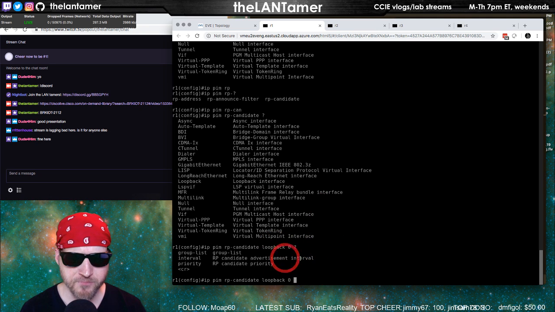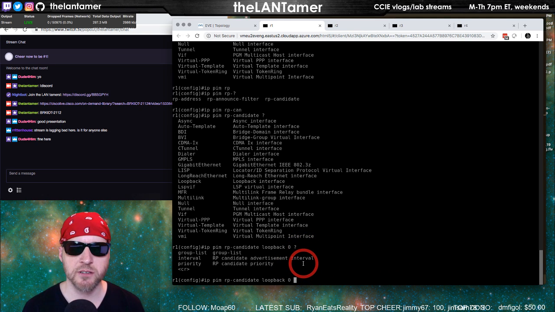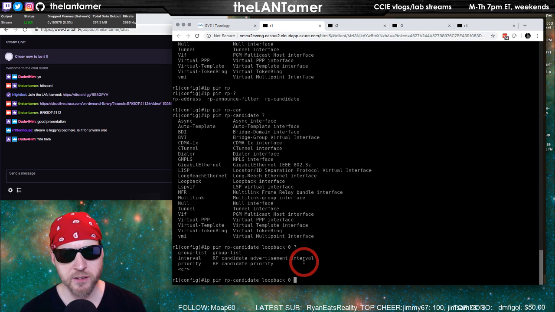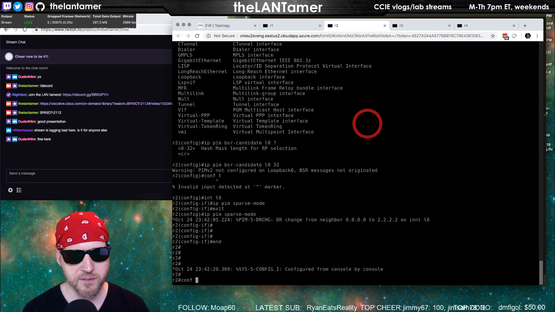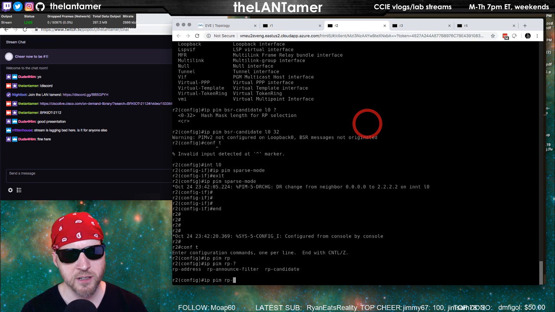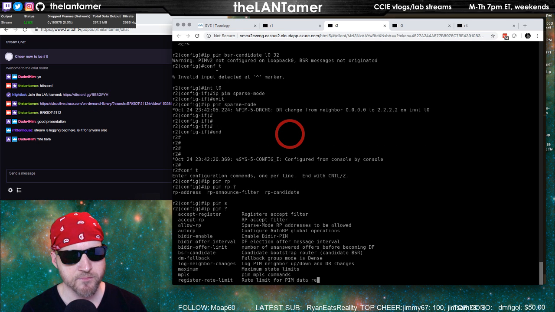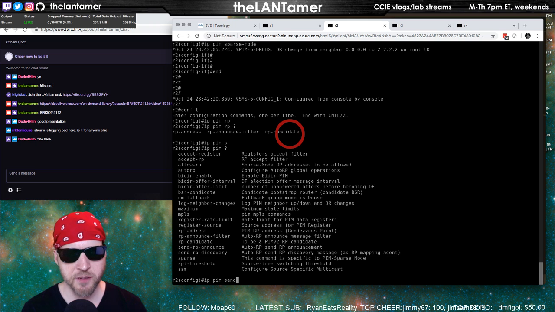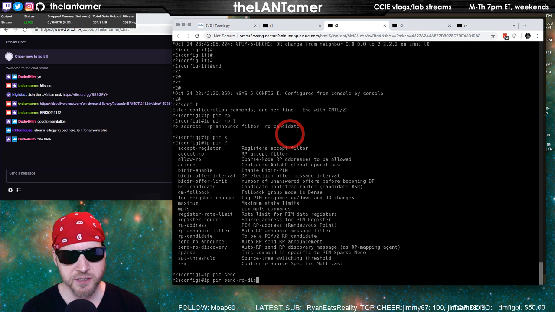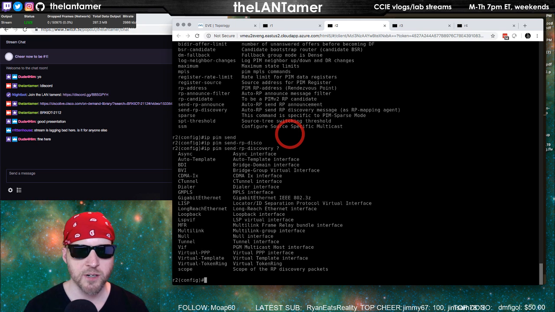I know based on study with Boson that you can actually configure both. I think you can configure both Auto-RP and BSR on your routers. I could be wrong there though. Let's come over here and see IP PIM RP. Yeah, sorry, different command: send RP discovery. Okay, we're not going to try that right now.